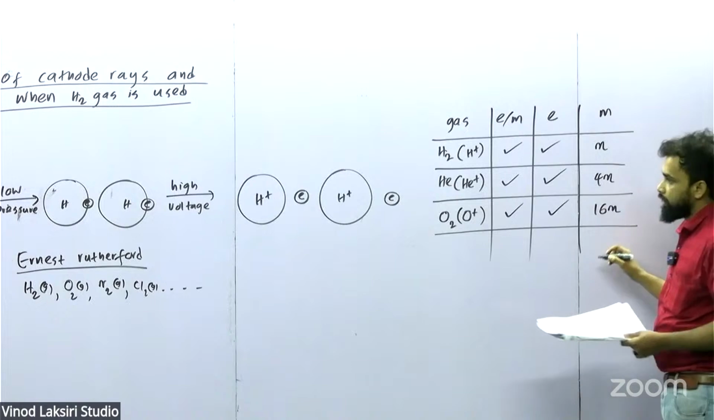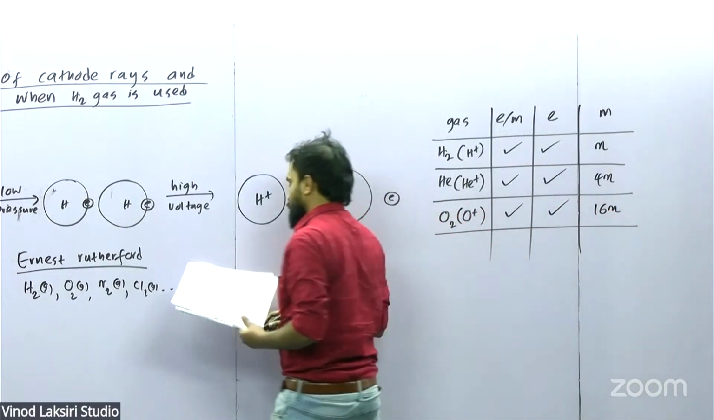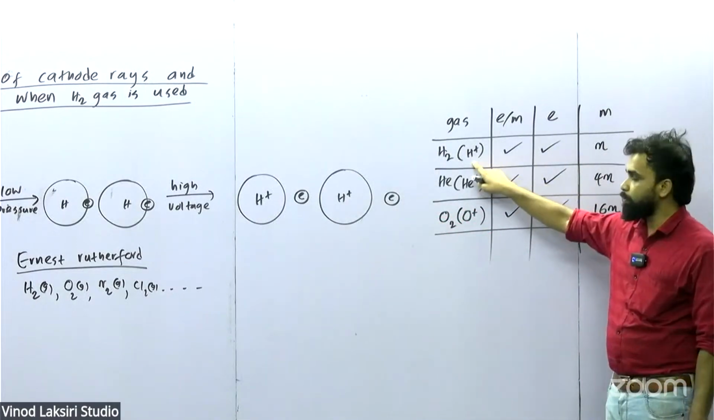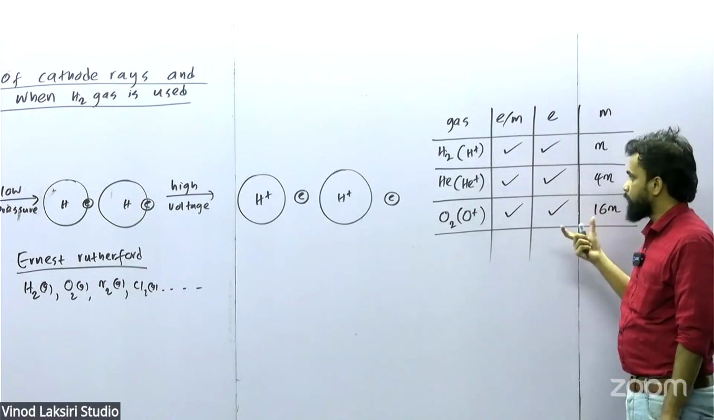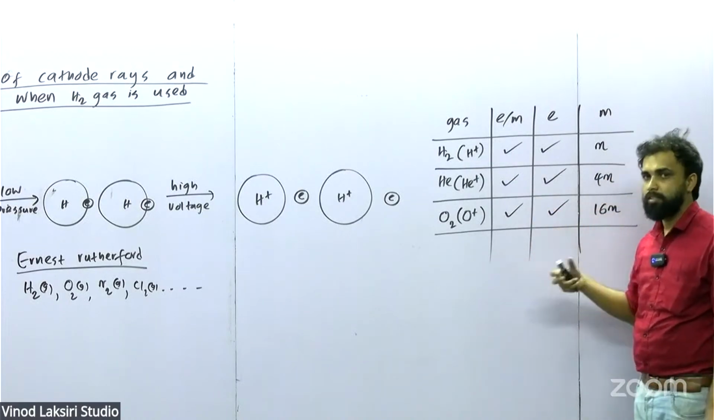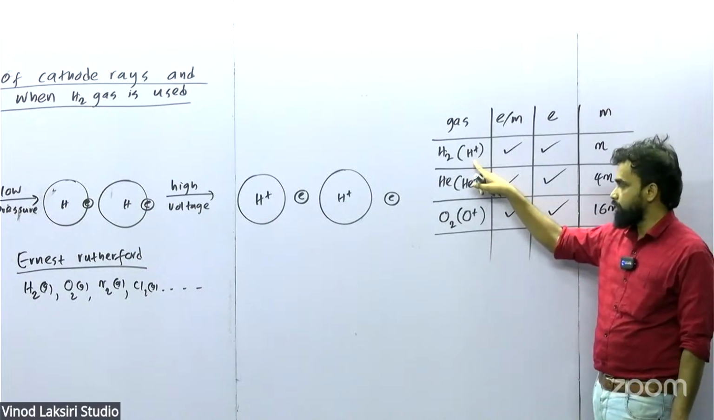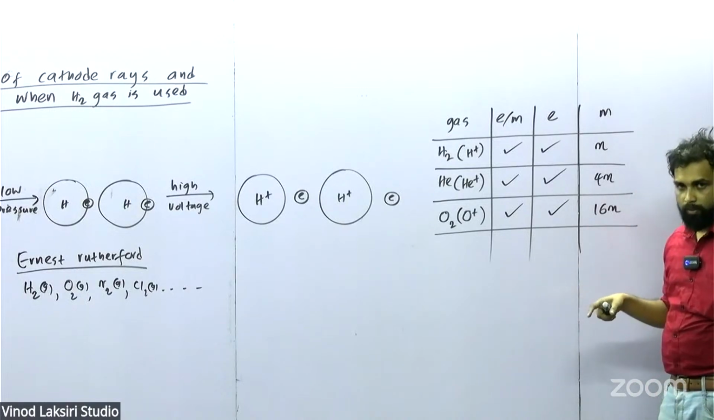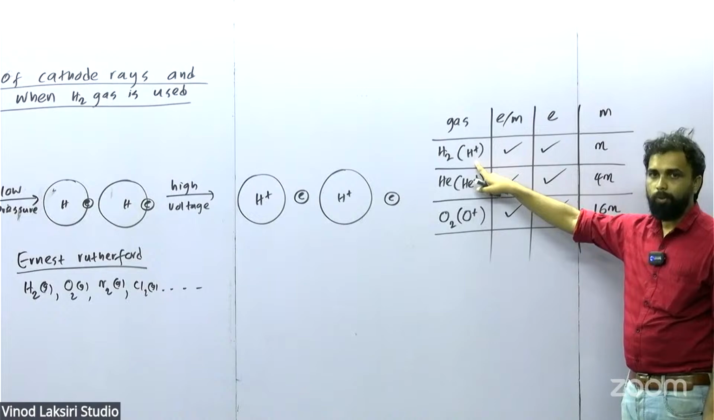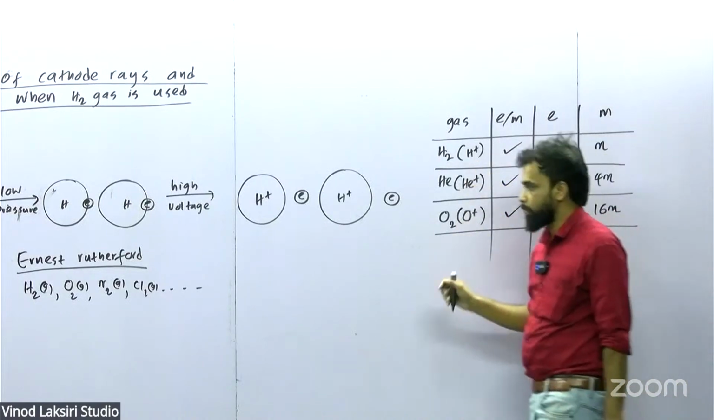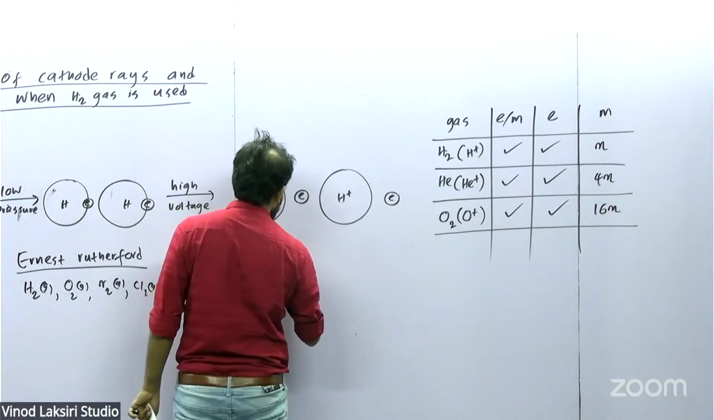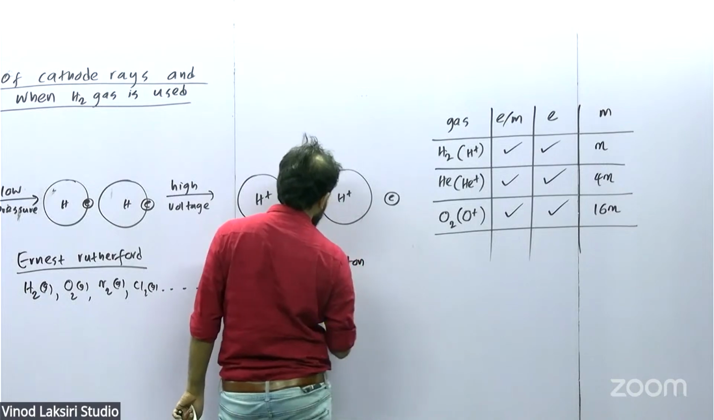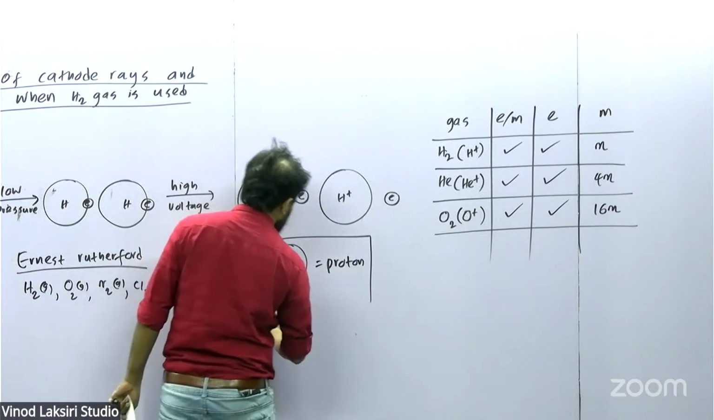So then Ernest Rutherford made a conclusion. What is the conclusion? He concluded that this H plus should be present in some quantities in each element. Do you understand? That means this H plus is common to each element. Then this H plus ion he named a proton, right?